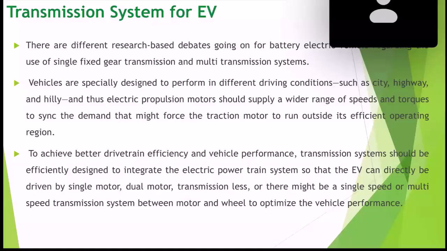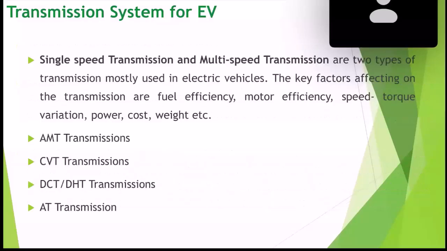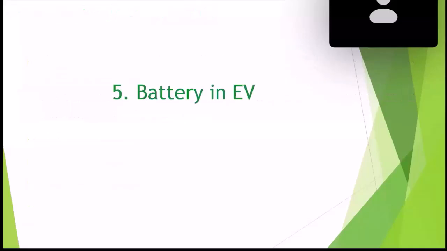It may be a single fixed gear or a multi-speed transmission system, as in an IC engine vehicle also. So ultimately, in order to achieve better drivetrain efficiency and vehicle performance, the transmission can be used. The transmission types used in electric vehicles vary from single speed transmission to multi-speed transmission systems, automatic manual transmission, CVT, DCT, and automatic transmission also can be used.